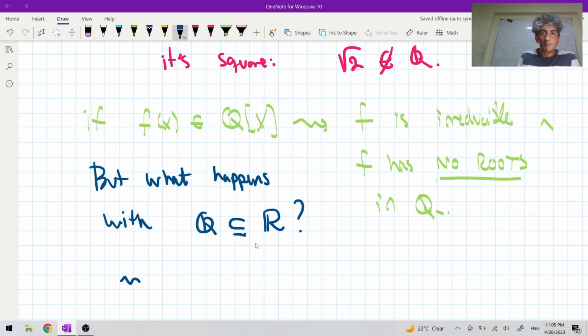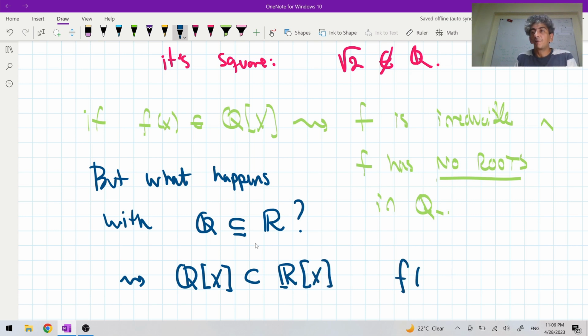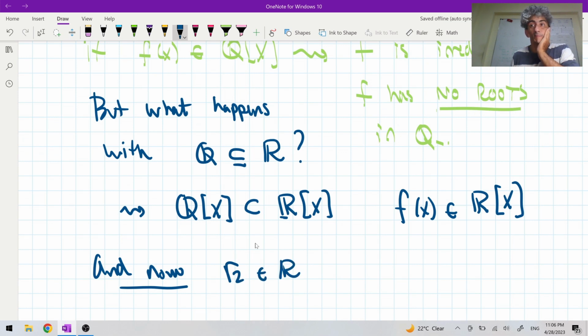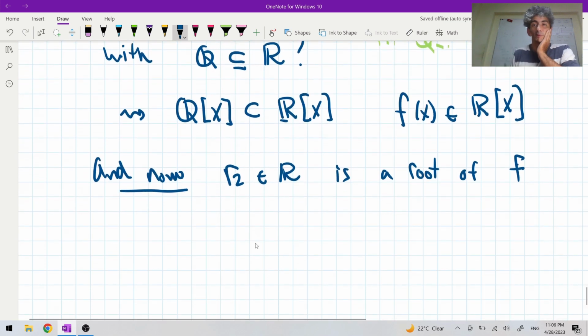This implies that polynomials in Q of x can be seen as polynomials in R of x. That is, f can be seen as belonging to polynomials with real coefficients now. And now, square root of 2, which is a real number, is a root of f. And so, f can be factored.